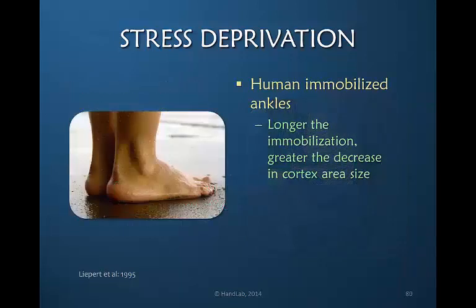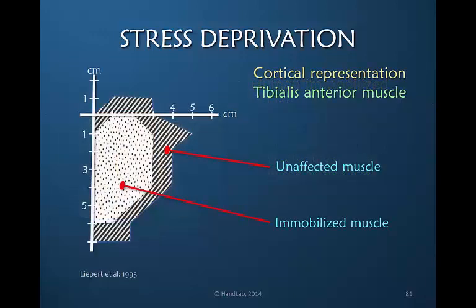Significant somatosensory changes occur in response to immobilization of any type. In a study in 95, human ankles were immobilized, and there was a direct correlation between the length of immobilization and the decrease in the cortical area representation of the muscles that move the ankle. Here we see that graphically illustrated. The unaffected muscle was much larger than the immobilized muscle of the tibialis anterior muscle used in this study.